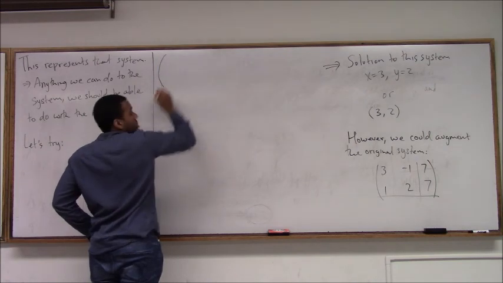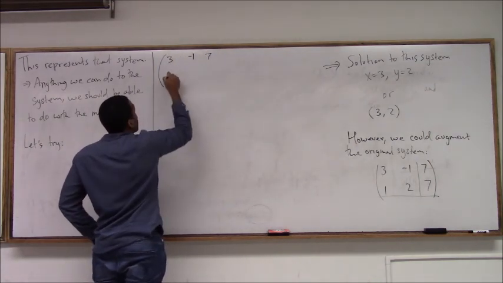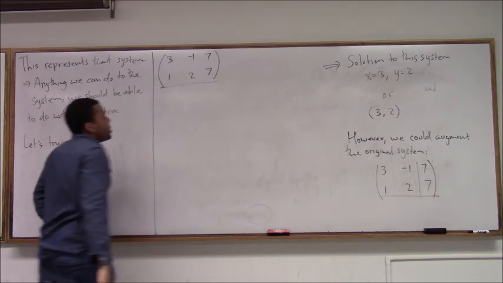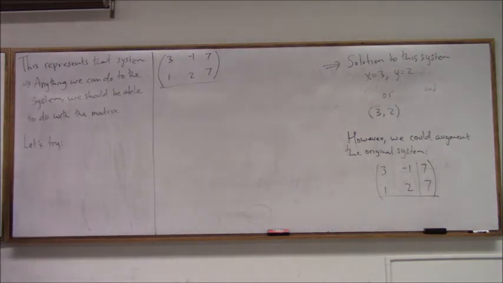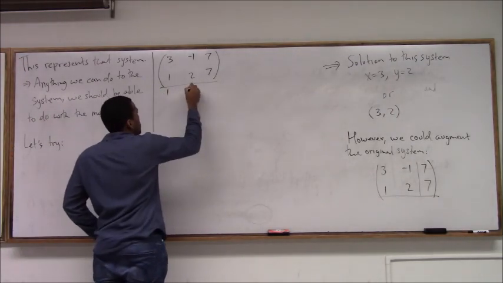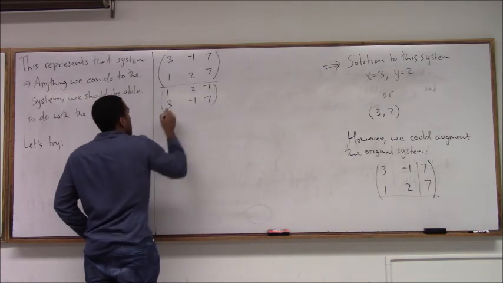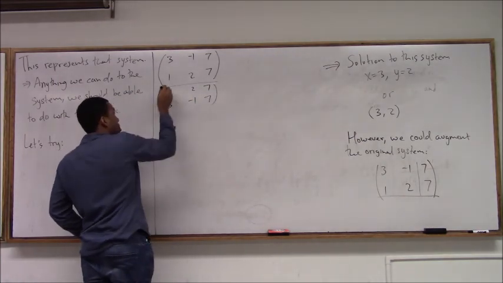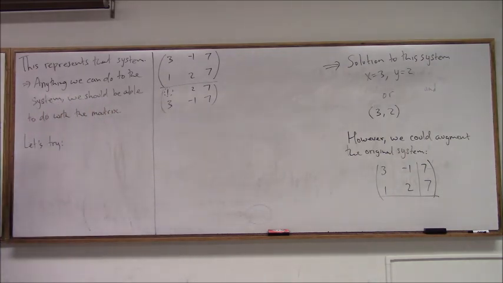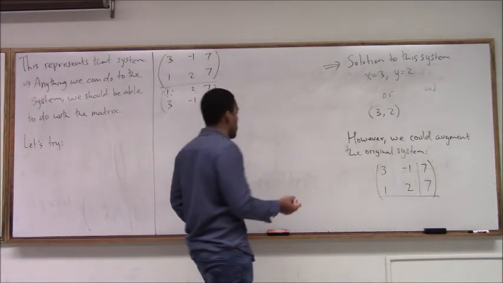Let's start here. 3, minus 1, 7. 1, 2, 7. Now, for aesthetic reasons, I want to be able to solve for the x. I'm going to move it on top because I know this is the coefficient of the x, and I care about what that row is going to tell me. So I can just switch those two. There's nothing wrong with switching those two. That's like me relabeling the equations, right?